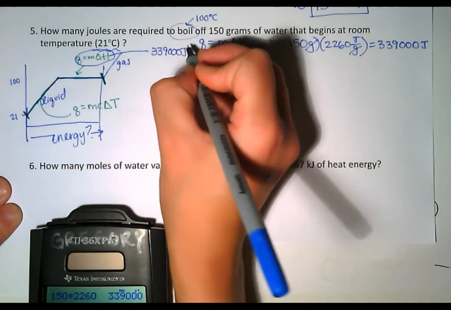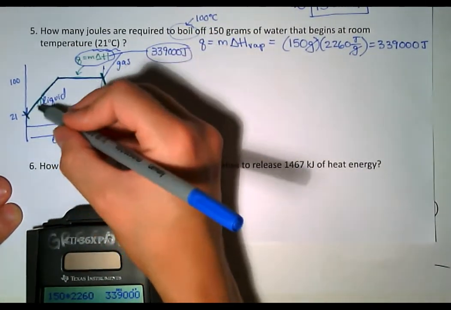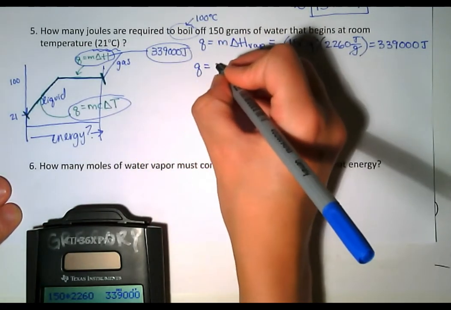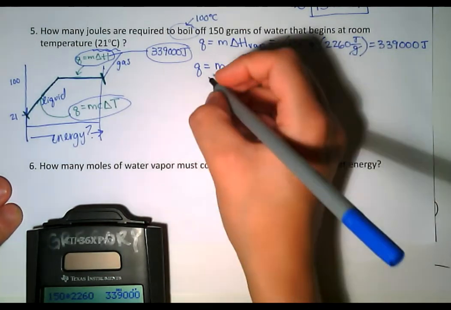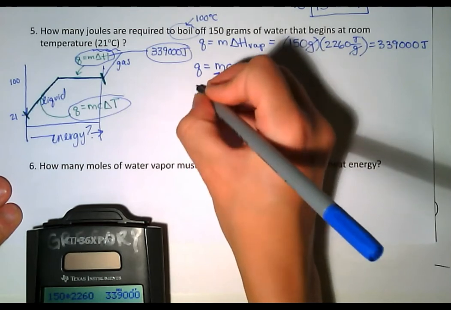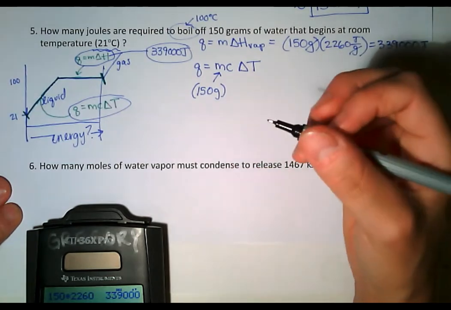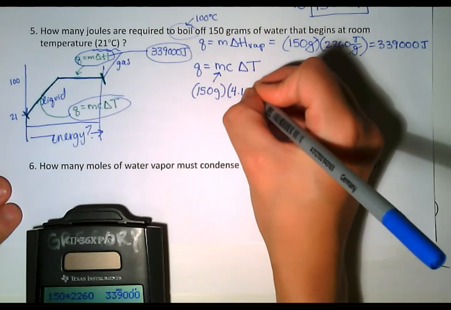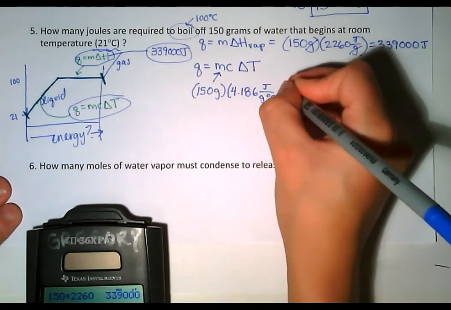339,000 joules. So that's that portion of the graph. But I need to know how much energy is required for this portion of the graph. So we need to do Q equals M times C times delta T. So our value of M is still 150 grams. So that part's easy. Our value of C, remember, is our specific heat of liquid water, which is 4.186 joules per gram degree Celsius.